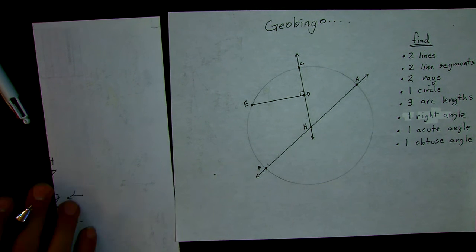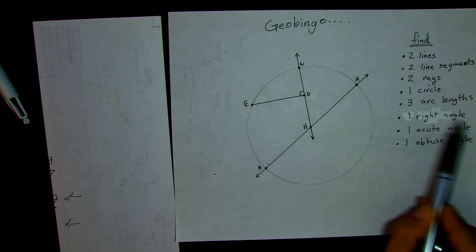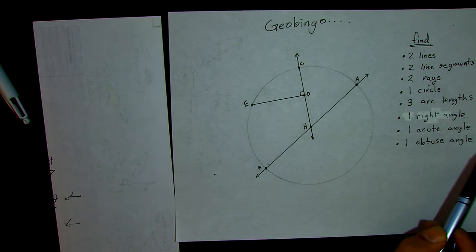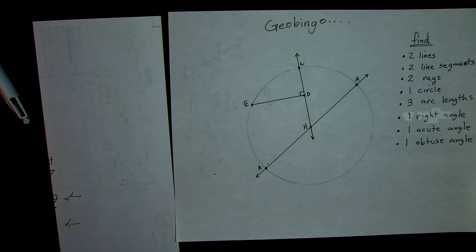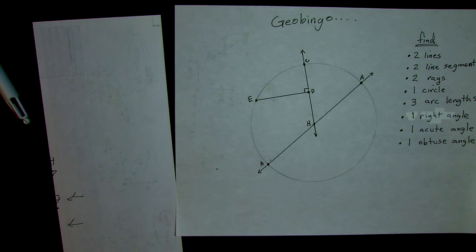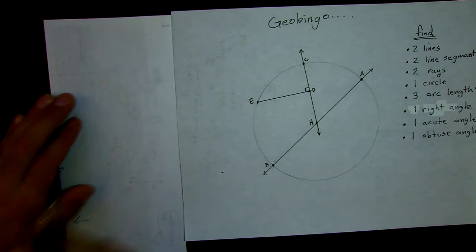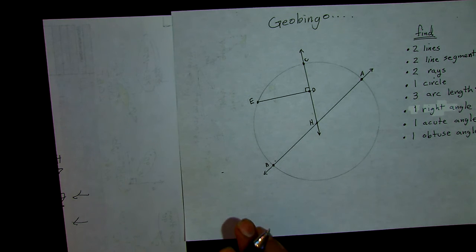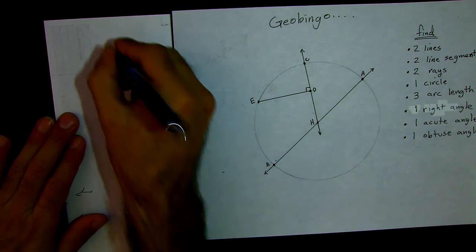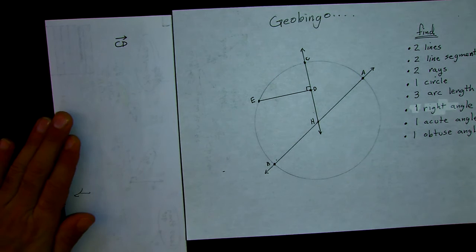All right, so we've already found two line segments, two rays, one circle, three arc lengths, one right angle, one acute angle, one obtuse angle. Then we've put them into a 3x3 grid in your random order, however you like. And now I am calling the first in our GeoBingo championship. The first part is Ray CD.